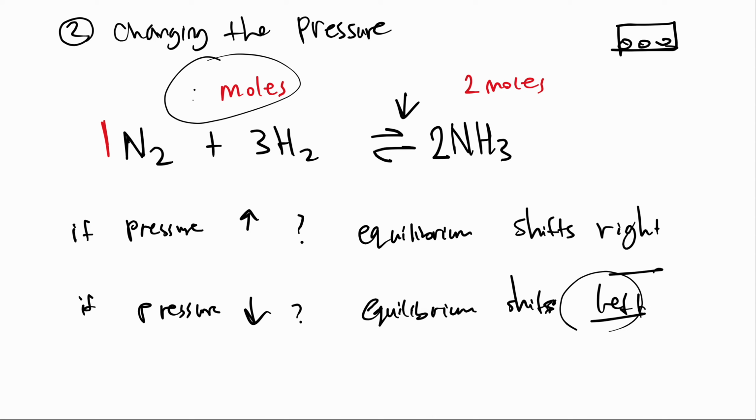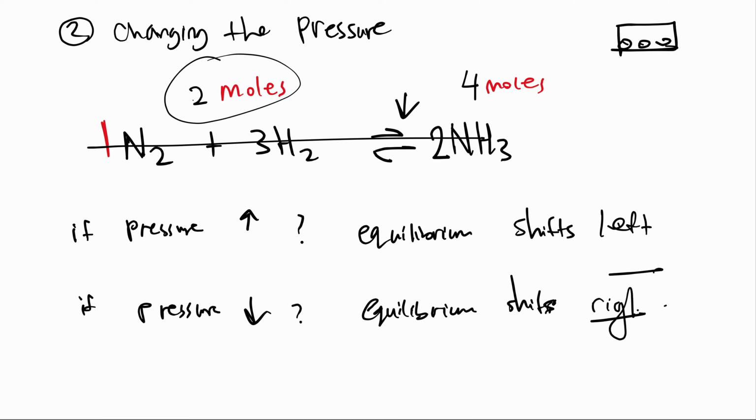So for example, if this side had 2 moles this time, and this side has 4 moles, this part is completely invalid now. The reactants have 2 moles, products have 4 moles. If pressure increases, then what side is the equilibrium going to shift? It's going to shift towards the side with fewer moles, right? So it's going to shift left. If pressure decreases, it's going to shift towards the side with more moles to raise the pressure back up, right? So equilibrium is going to shift right.